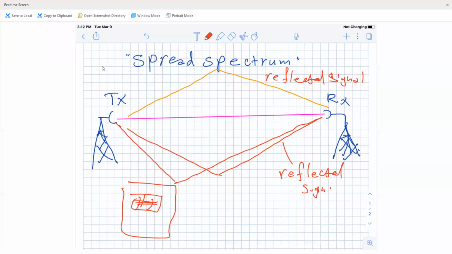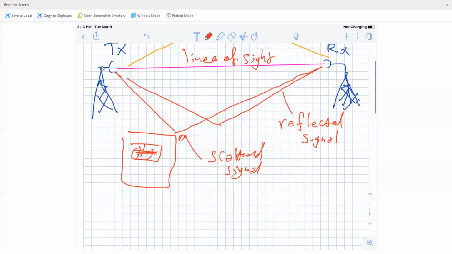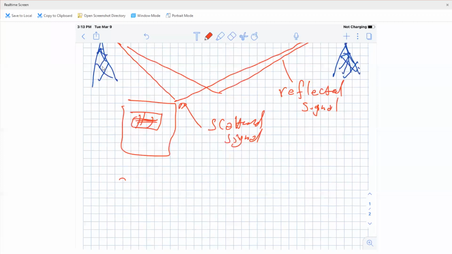And this one will be scattered signal. And the first one is called what? Line of sight communication. Okay, so as you can see, here we have multiple copies of the transmitted signal, where at the receiving end these multiple copies arrive with different delays.